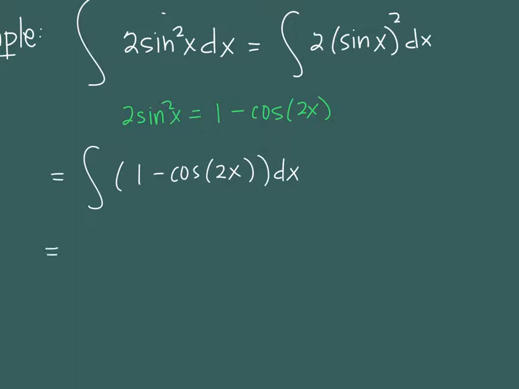You don't even need u. I don't need u. Because what's the antiderivative of 1? Okay, what's the antiderivative of negative cosine? Negative sine, okay, of 2x. But I do need to remember to divide by 2. And then plus c. So I didn't need a u. Now you could do a u substitution if you wanted. The only u would have been the 2x. That would have been the only thing.